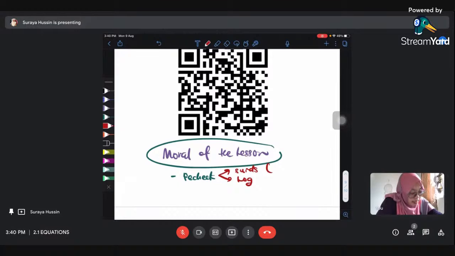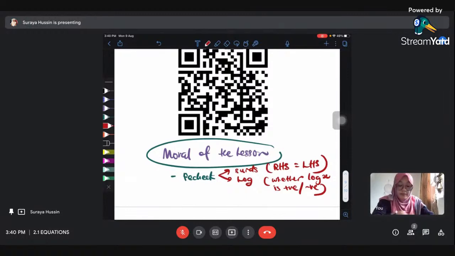Lagi-lagi yang Surd ni adalah right hand side is equals to left hand side or not. Manakala yang log pula, you have to check whether log x is positive or negative. Itu adalah the moral of the lesson today ya. Okay. Itulah cara untuk recheck.